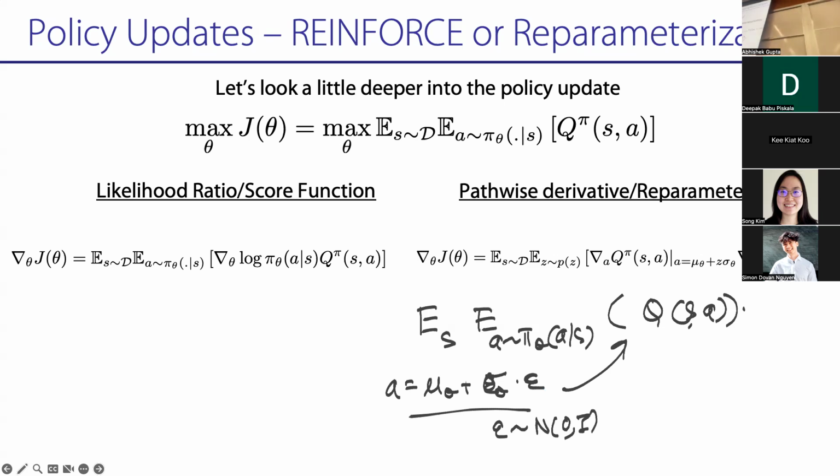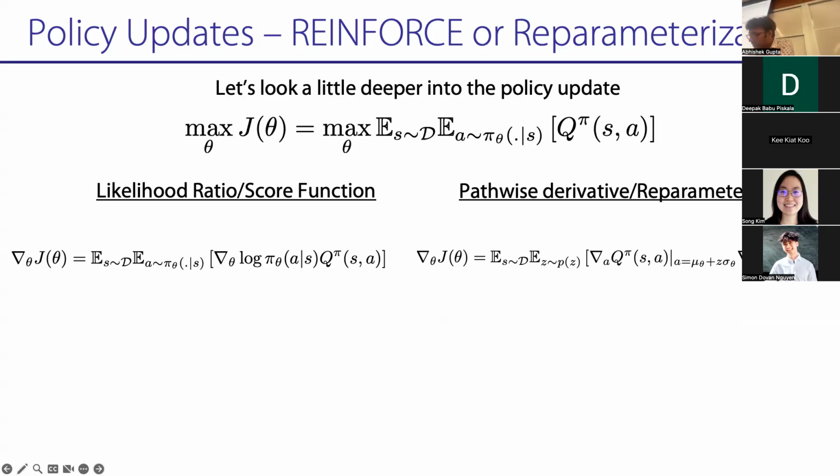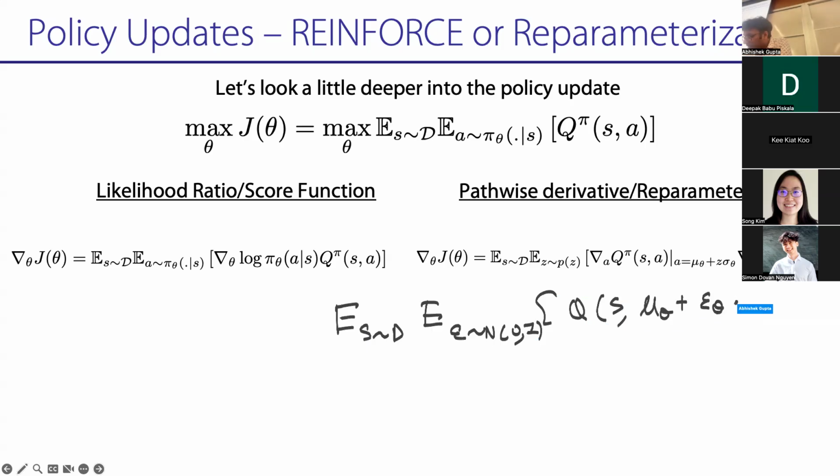All I've done is say, if pi theta was a Gaussian, A is equal to mu theta plus sigma theta times epsilon, where epsilon is from the unit Gaussian. What that allows you to do is write this as the expectation over S from D, expectation over epsilon from the unit Gaussian, of Q of S, mu theta plus sigma theta times epsilon. The nice thing here is that I've removed theta from all the expectations.